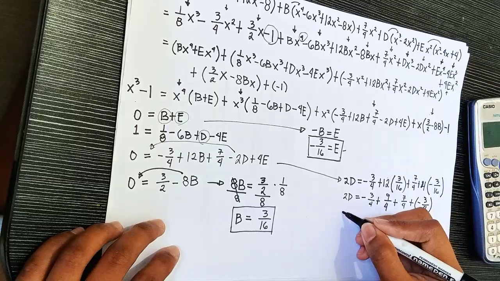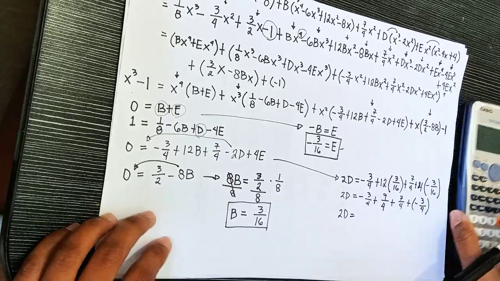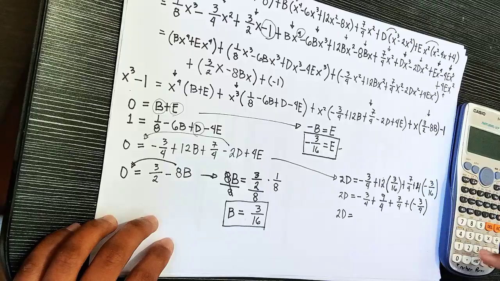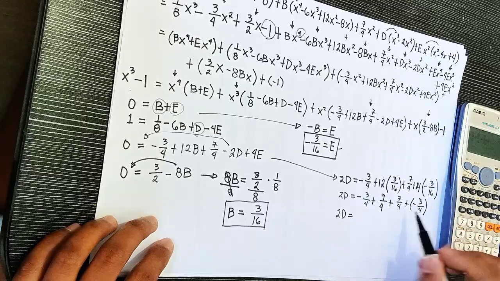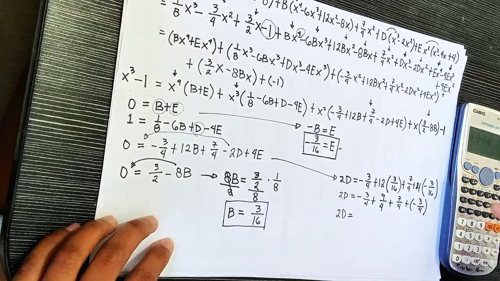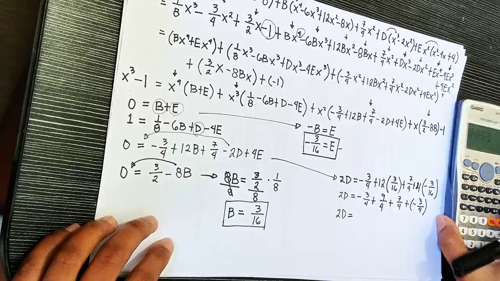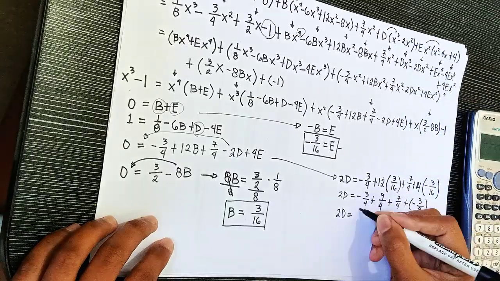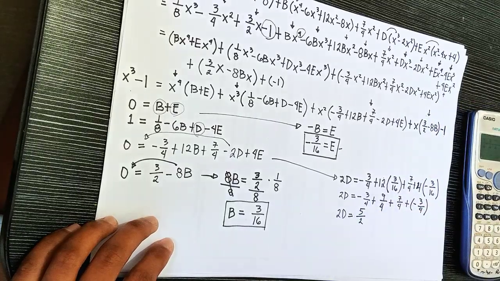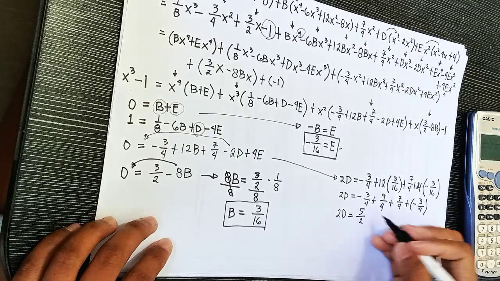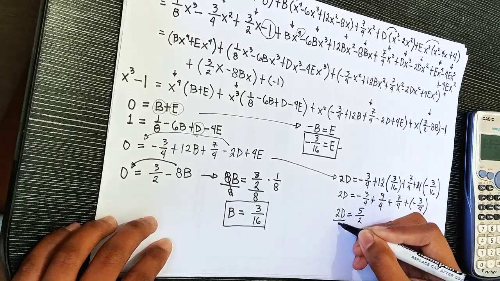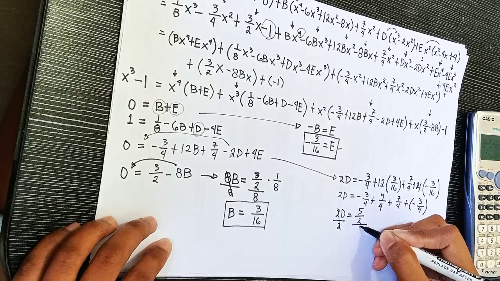So, 2D equals, when we use the calculator, negative 3/4 plus 9 over 4 plus 7 over 4 minus, it becomes negative, so minus 3/4. So, we have 5 over 2. And to get the value of D, we will divide both sides by 2 to cancel it.